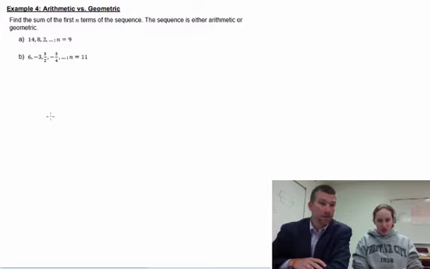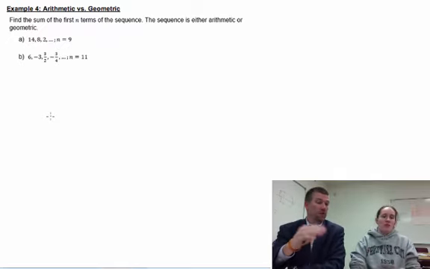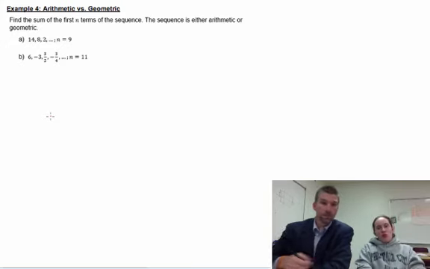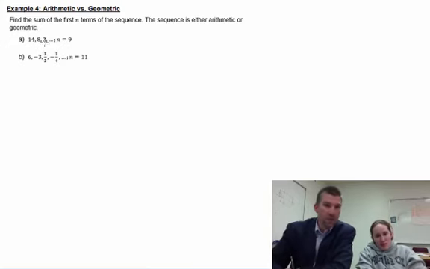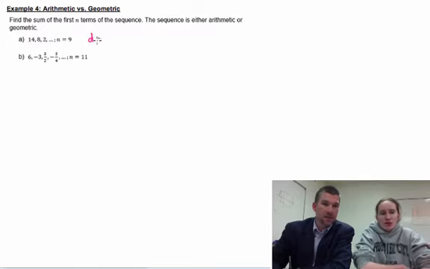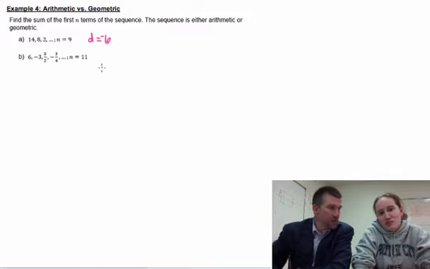So this first one, 14, 8, 2. A dead giveaway between arithmetic and geometric: if you have alternating signs, it's gotta be geometric. Okay, I'm looking at the first one going from 14 to 8 to 2. I'm saying d is 6. Wouldn't that be a negative 6 because we're going down? That would be a negative 6. Okay, d for down, yes.